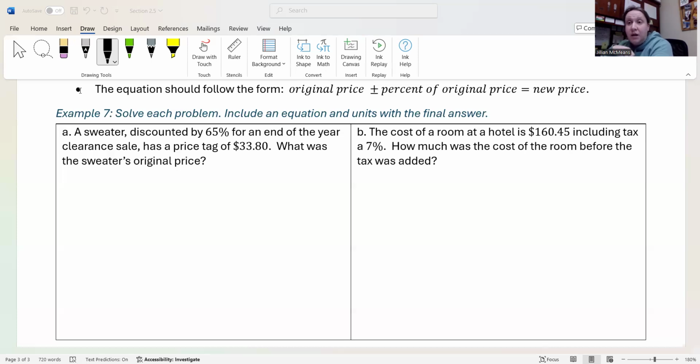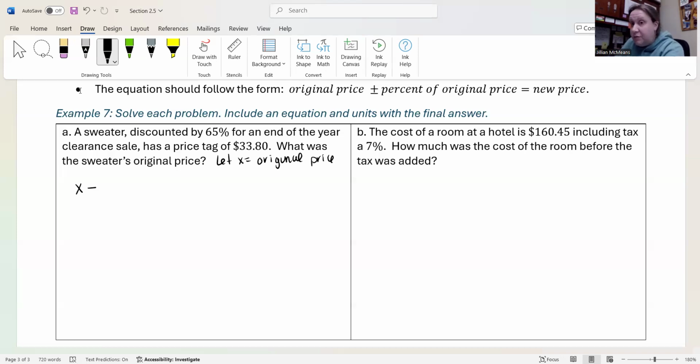So we know the discounted value. The discounted price is $33.80. What we're interested in is what did the sweater cost before it was marked down? So we're going to let x equal the original price. We know we're going to take the original price and subtract the discount. Anytime you're dealing with a discount, that's a price reduction, so it's going to be subtract. So we're going to take the original price, whatever that is, x, and subtract 65% of x. When you're dealing with a discount, it's always going to be some percentage of the original price.